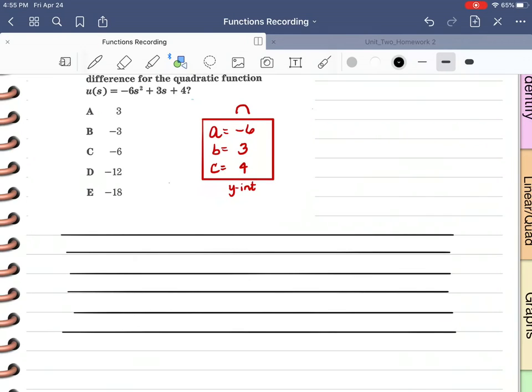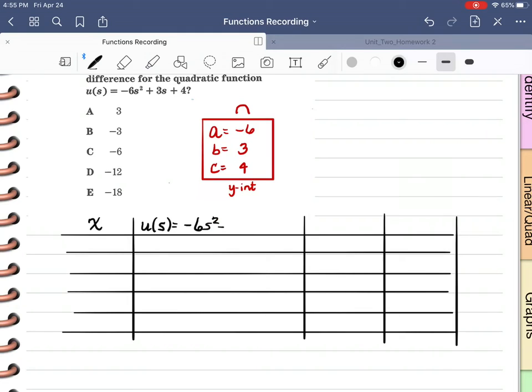So let me get one more on there and make an X a place to evaluate, and then first and second consecutives. So something along these lines. Here is my input. My function is called u of s this time, and it's negative 6s squared plus 3s plus 4. And I'm going to pick 0, 1, 2, and 3. And I'll have that extra row because I'm starting in the wrong place.